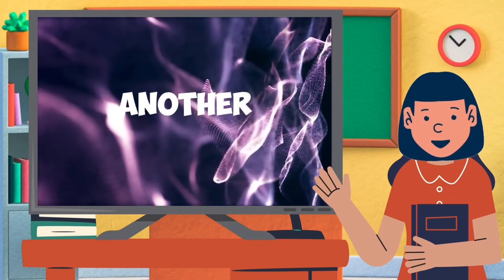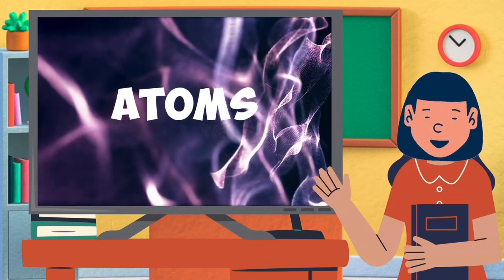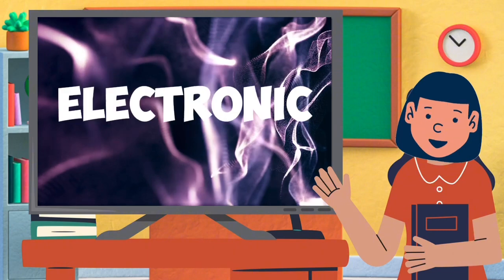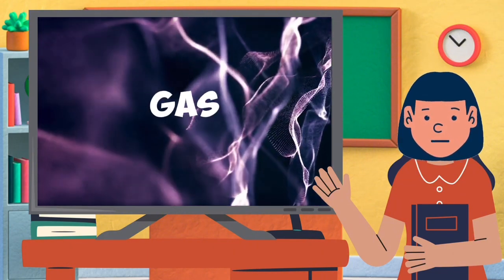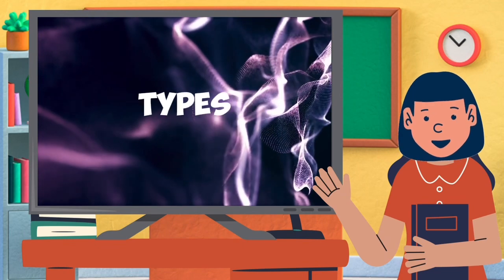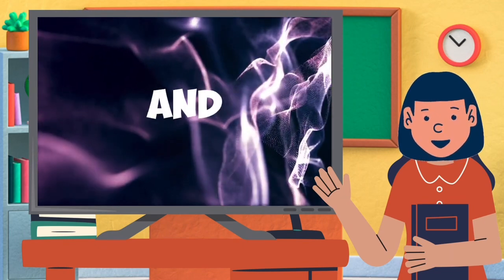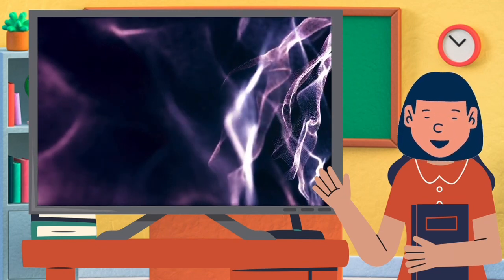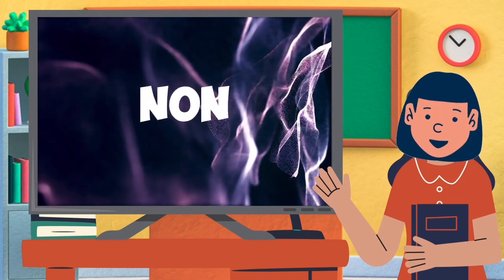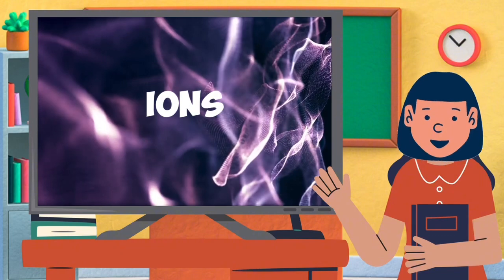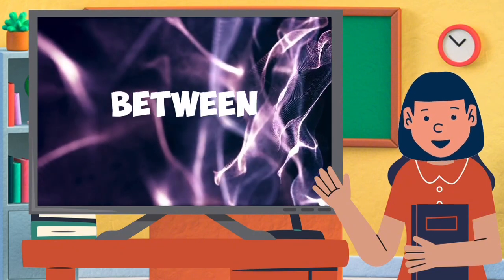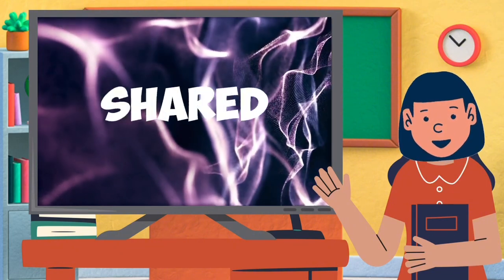Chemical bonding is another crucial topic. Atoms form bonds to achieve stable electronic configurations, usually resembling the nearest noble gas. There are 2 primary types of bonding: ionic and covalent. Ionic bonding occurs between metals and nonmetals, where electrons are transferred, forming ions. Covalent bonding happens between nonmetals, where electrons are shared.